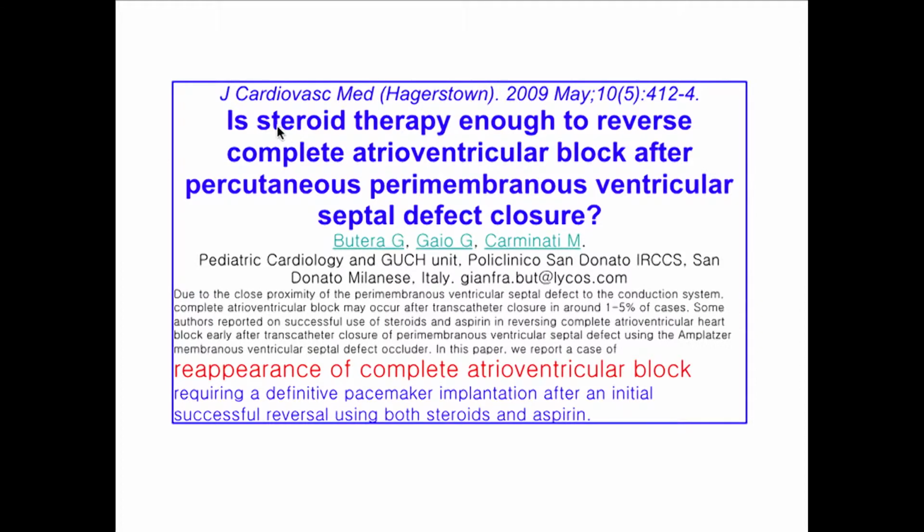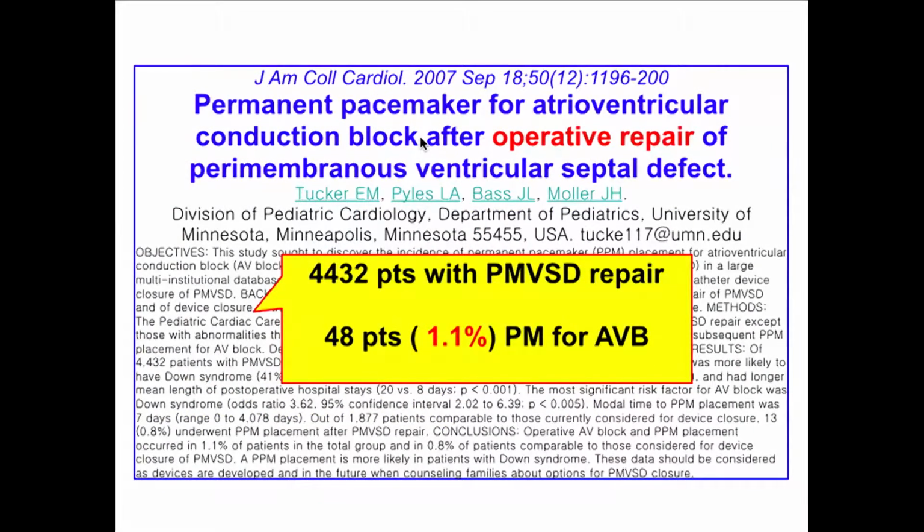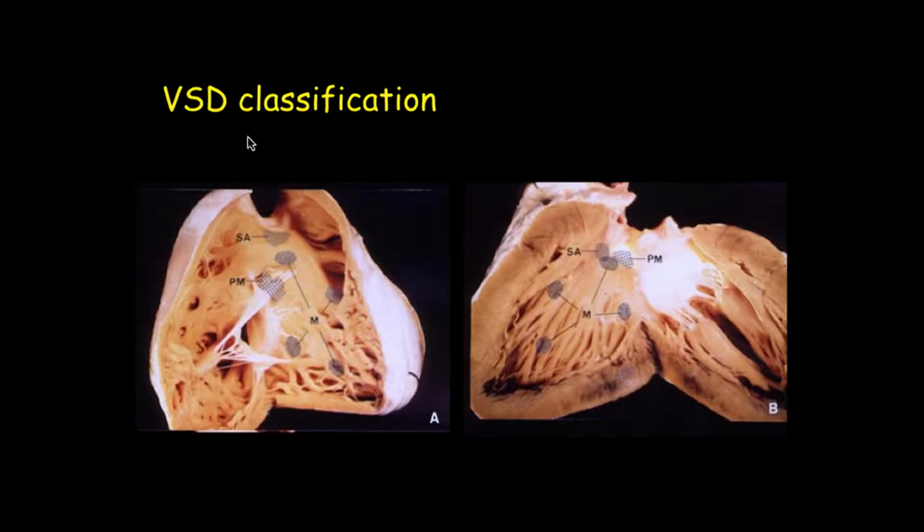Some doctors tried steroid therapy to treat the complete AV block. However, reappearance of the complete AV block was also reported. In comparison, for the surgical result in PM-VSD closure, in 4,400 patients, 48 patients needed pacemaker implantation for AV block. This is the heart specimen on the right ventricular side. It's a perimembranous VSD. Muscular VSD has no problem with complete AV block. The perimembranous VSD is the problem.